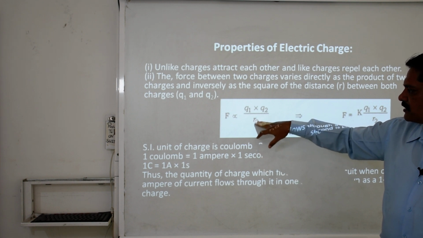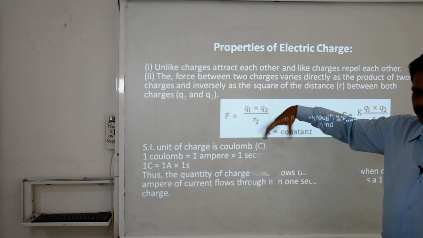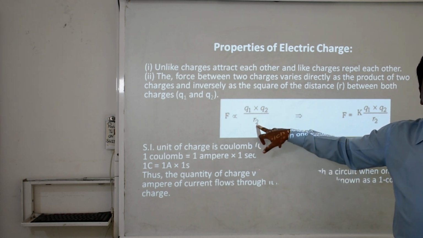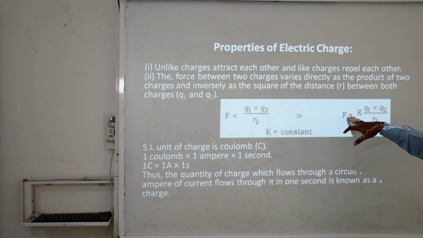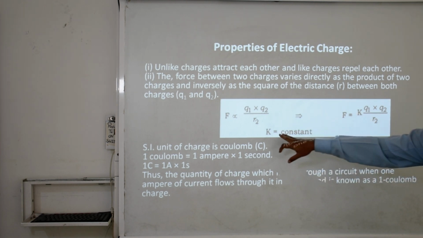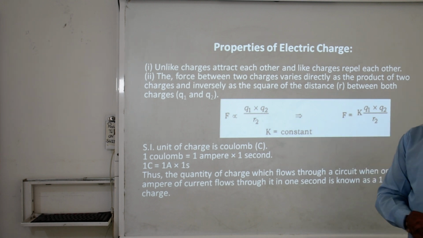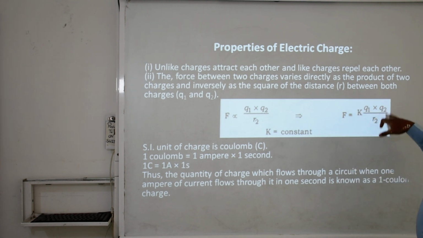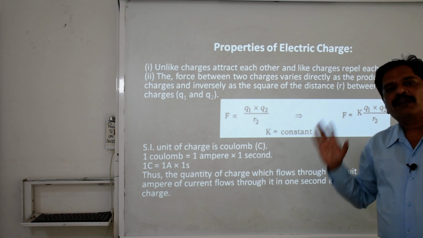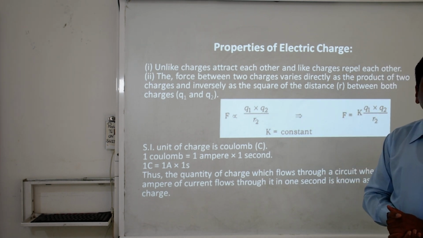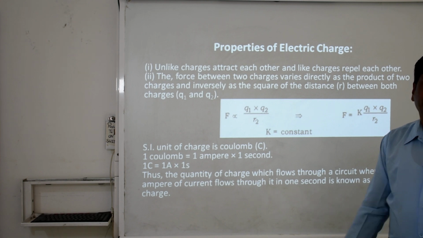This is the PPT, it is just changed, it is not R2, it is R square. When we replace the proportionality sign with the help of a constant, K is the universal constant. So F is equal to K into Q1 into Q2 upon R square. Again I am repeating, this R square is the square of the distance between the two particles.